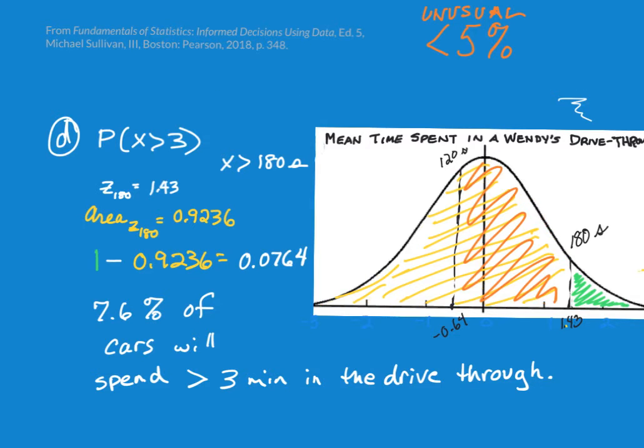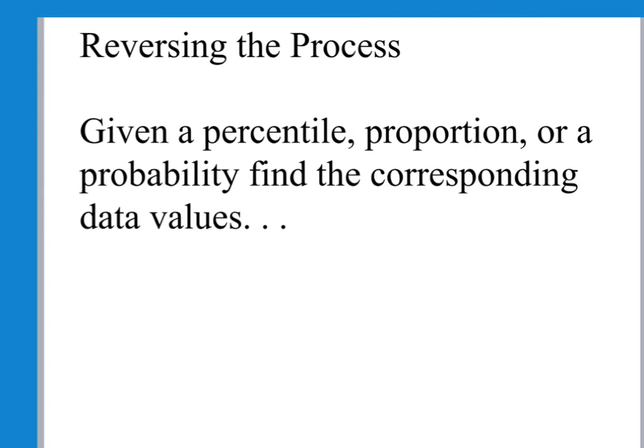So the examples we just did were all going from interest in a value of a variable and moving from that to an area, which is a percentage or probability, the area under the curve. Let's talk about reversing the process. If you have the area under the curve, which is a percentile, a proportion, or a probability, find the corresponding data values.